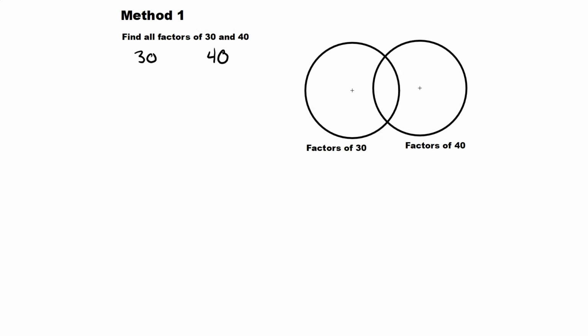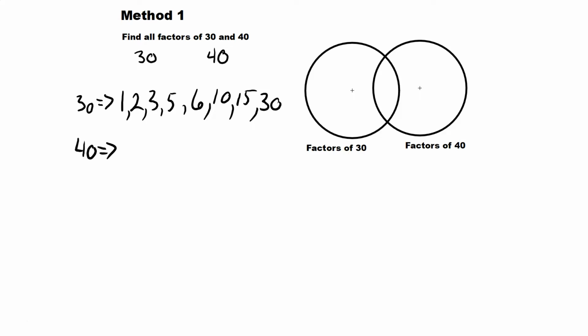Now let's look at how the Venn diagram can help us when we're identifying the greatest common factor and the lowest common multiple. Focusing first just on the greatest common factor. The first approach we're going to do is to find all the factors of 30 and 40. So starting with 30, I can do 1 and 30, and I can do 2 and 15, and I can do 3 and 10, and I can do 5 and 6. So that's my full set of all the factors of 30.